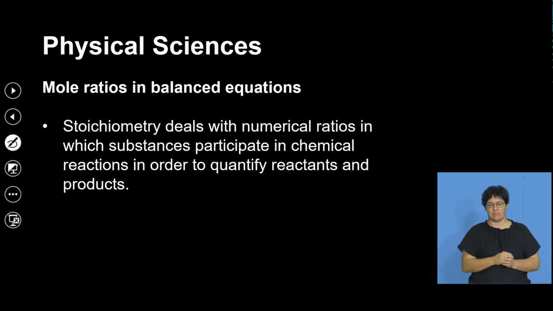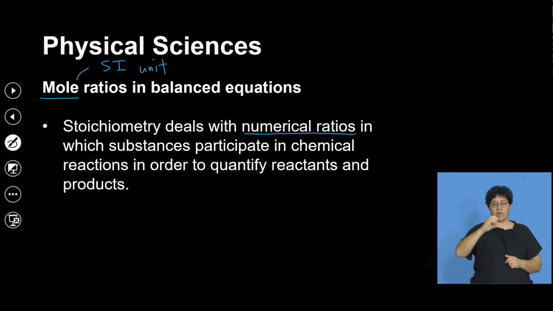We're saying the mole ratios in balanced equations. So everything is about the mole, which is the SI unit of quantity of matter, right? In terms of the quantitative aspects of a reaction, we talk about the mole ratios. A balanced equation of reaction actually tells us the stoichiometric ratio in which substances react with each other. So for us to quantify reactants and products, we have to draw our attention to the balanced equation of reaction, which has a lot to do with the law of conservation of mass, right?